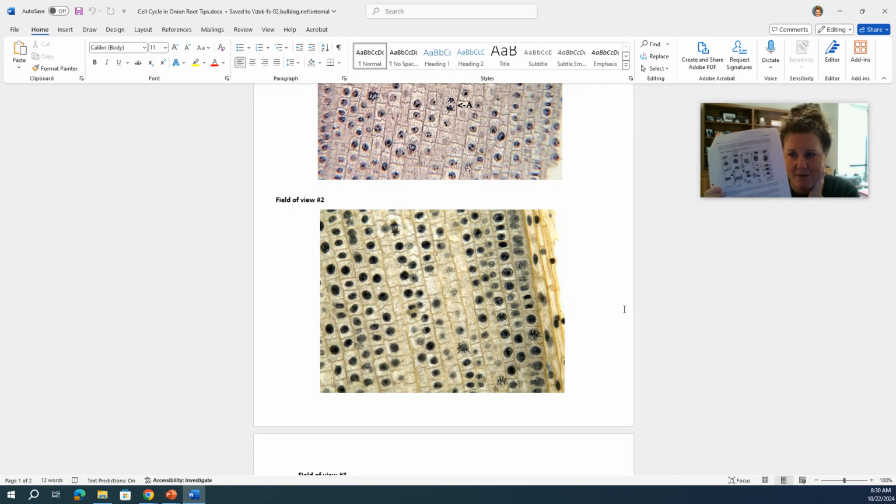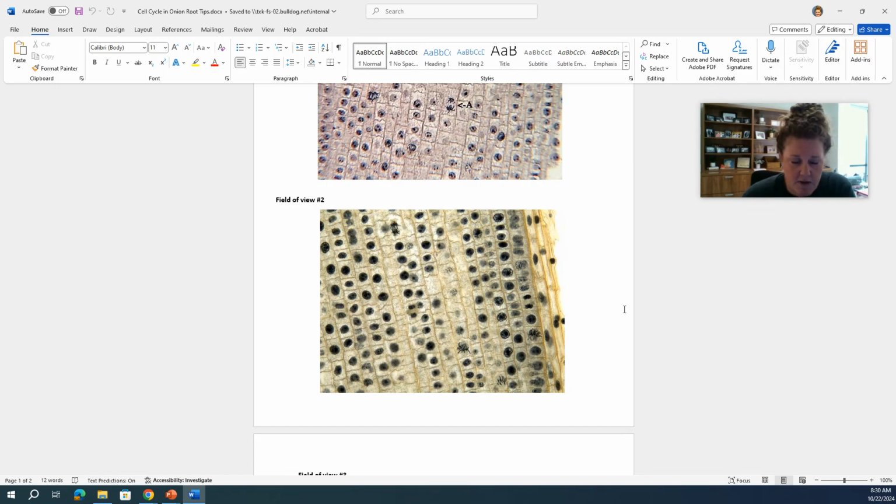Any field of view is going to have a different number of each stage, so you just have to do your best to identify them. The biggest thing is we need to know what we're looking for. What I like about this particular paper is it shows you that the stages can look different, because keep in mind that the cell cycle is ongoing. I mainly want to talk about what you are looking for, and then how you are going to go about counting your cells.